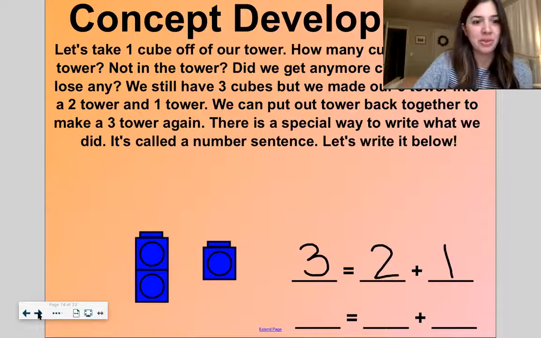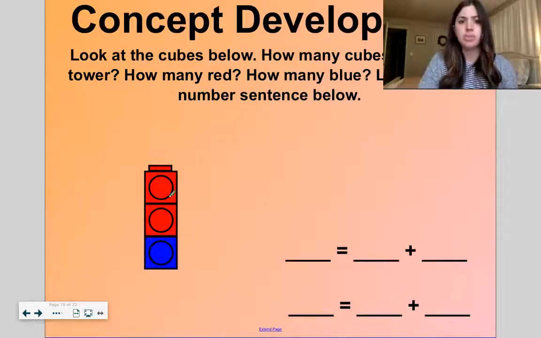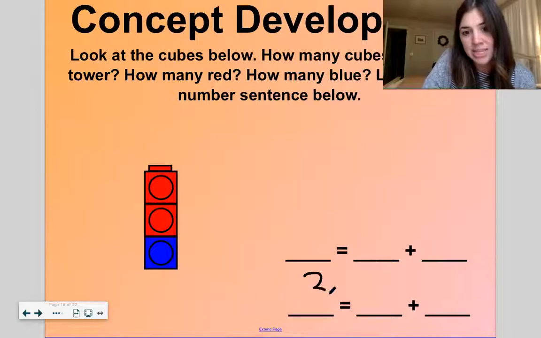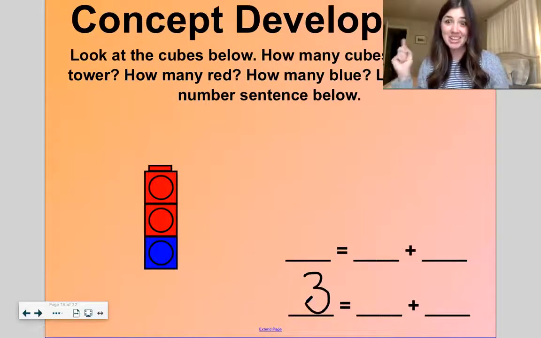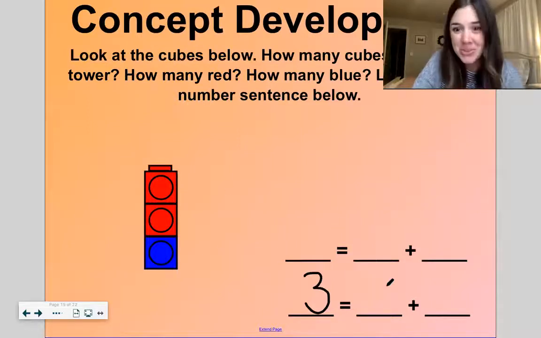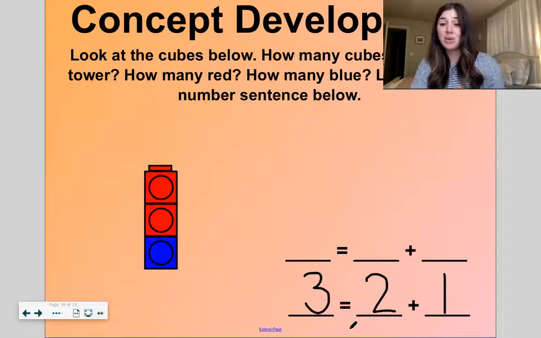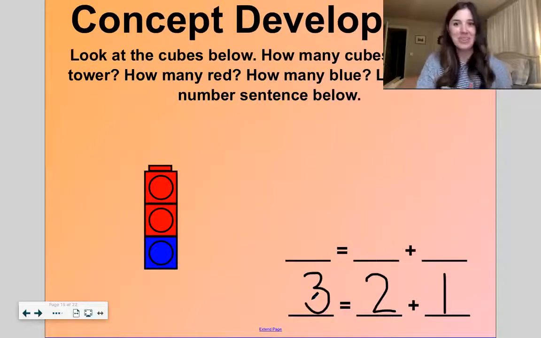Let's do another one. Okay, so look at these cubes below. How many cubes are in the tower? 1, 2, 3. Okay, so I'm gonna write 3 right here. Around the tree, around the tree. That's how we make number 3. How many cubes are red? 2. So I'm gonna write a 2 here. How many cubes are blue? 1. So this is my number sentence again. 3 equals 2 and 1. And it's the same thing as saying 2 and 1 makes 3.